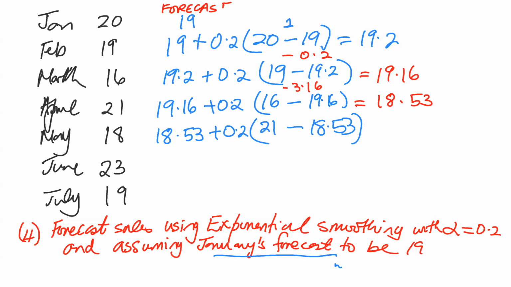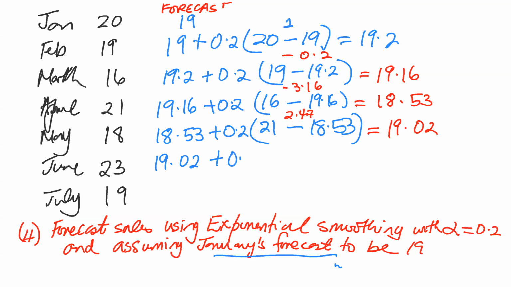So notice now it is 21 minus 18.53. That gives you 2.47. So the bracket gives you 2.47. You multiply that 2.47 by 0.2, and that gives you 0.494. Good. So it is positive 0.494 plus your 18.53. That gives you 19.02. Again, I'm using 2 decimal places. If you're going to round, remember to apply the rules of rounding. So it's 19.02.